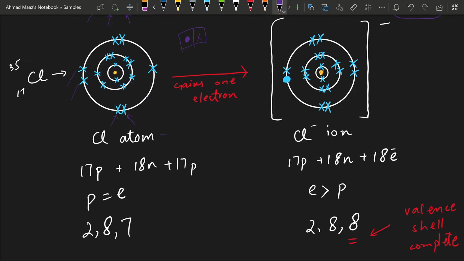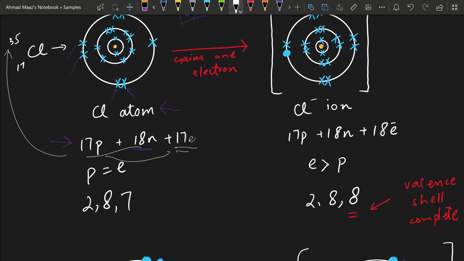Have a look at this detail. It has 17 protons, 18 neutrons, and it must have 17 electrons. 17 protons, 18 neutrons, 17 plus 18 is 35. 35 nucleon number and 17 electrons. So the number of protons is equal to the number of electrons. You must see 17 protons and 17 electrons. That is why an atom is neutral. Chlorine atom is neutral because the number of protons is equal to the number of electrons.